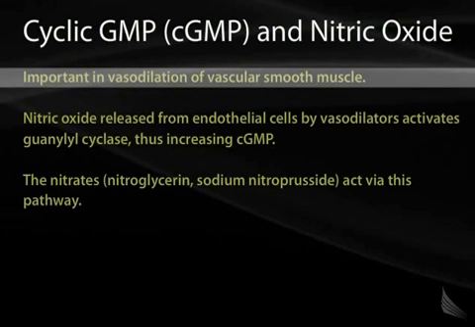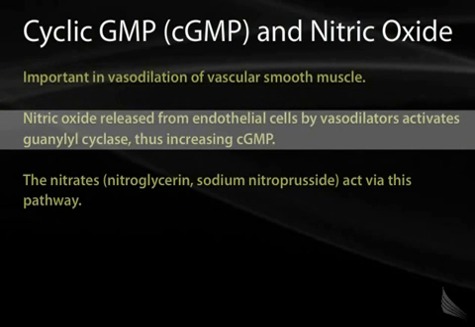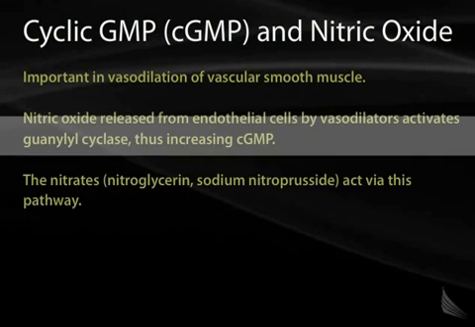Cyclic GMP is a second messenger, which is very important for vasodilation of vascular smooth muscle. Nitric oxide is able to increase the production of cyclic GMP. Nitric oxide is generally released from endothelial cells, and nitric oxide will activate guanylyl cyclase, which is the enzyme that increases cyclic GMP production.